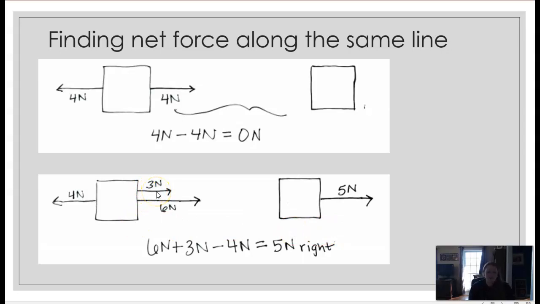So another thing you might want to do is you can take 6 newtons and 3 newtons and draw and represent 9 newtons. And then 9 newtons minus 4 newtons, you're left with 5 newtons here.